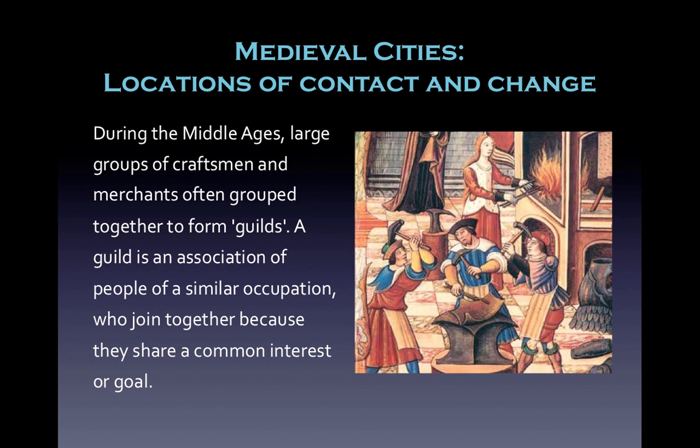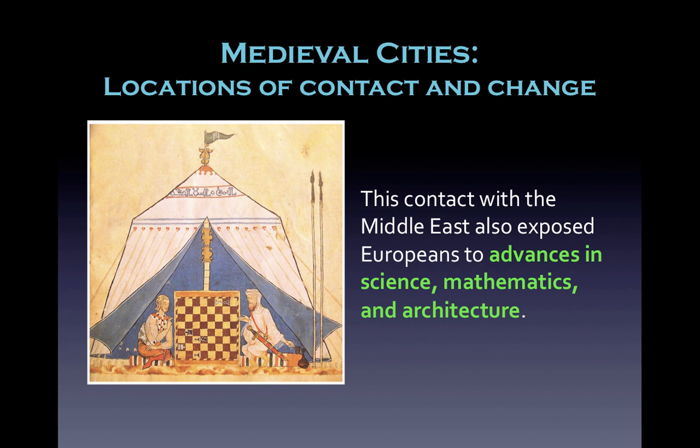During the Middle Ages, large groups of craftsmen and merchants often grouped together to form guilds. A guild is an association of people of a similar occupation who join together because they share a common interest or a goal. In addition, contact with the Middle East led to the acquisition of new forms of knowledge, especially in the sciences, mathematics, and architecture.